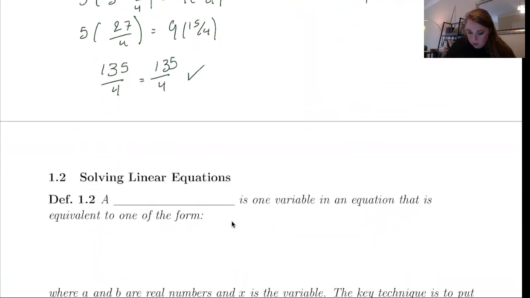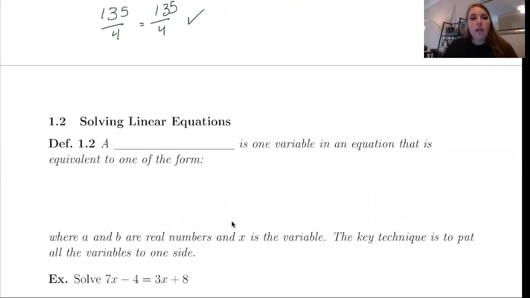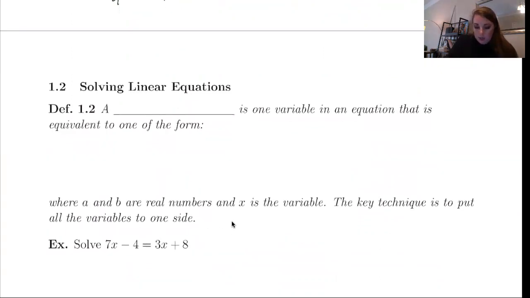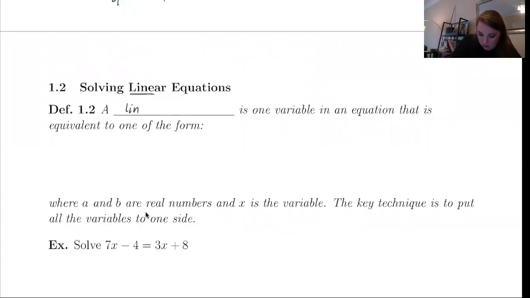Okay? So along the way of learning how to solve these equations, we also have fun names for these equations. So how to solve a linear equation. A linear equation, if you know what the equation for a line is, y equals mx plus b, has something to do with that. Specifically though, a linear equation is one variable in an equation that is equivalent to the form of ax plus b equals 0. All right.